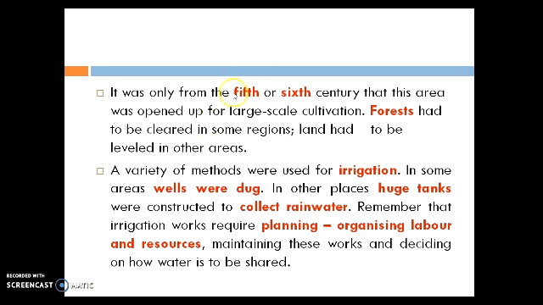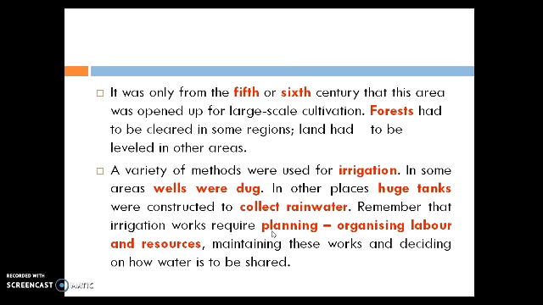It was only from the 5th or 6th century that these delta areas were opened up for large cultivation. A lot of forests were cleared and a lot of land was acquired. Then there were various methods of irrigation. Wells were dug by some people, and in other places they collected rainwater in huge tanks.